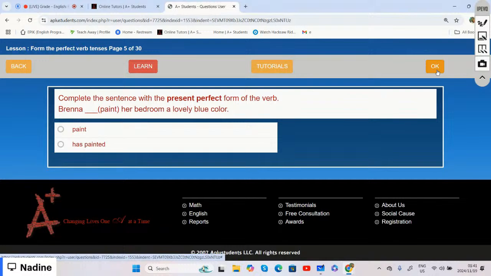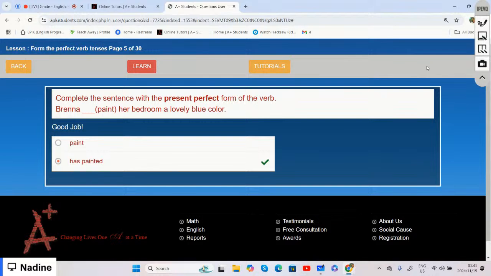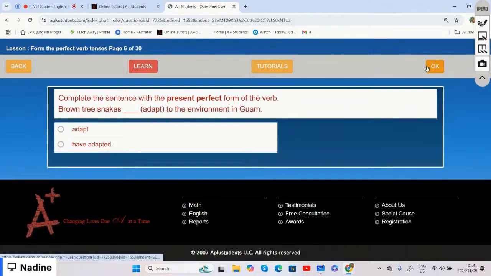And if we were to select the correct present perfect form of the verb, then we can say Brenna has painted, option two, her bedroom a lovely blue color. All right.